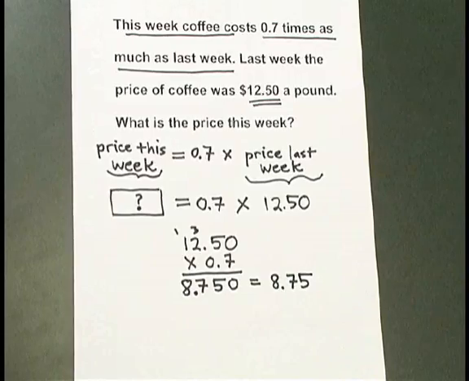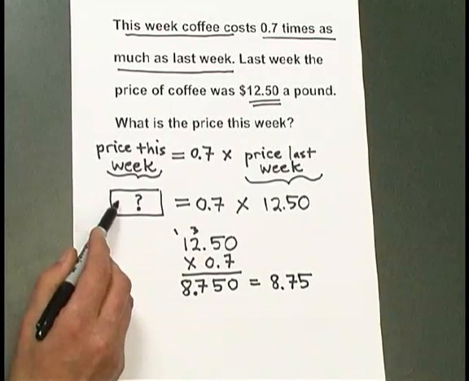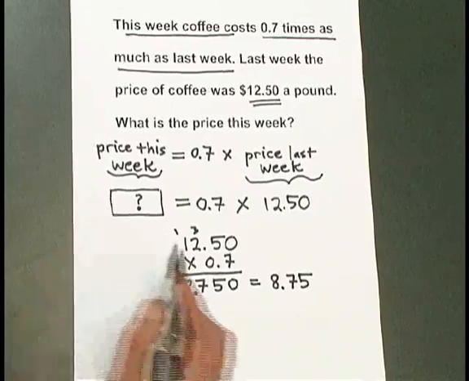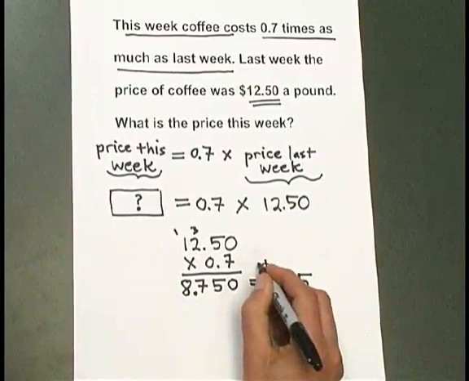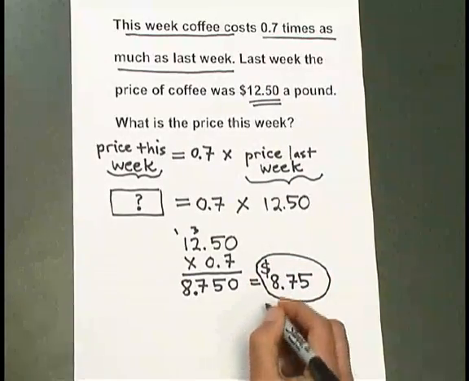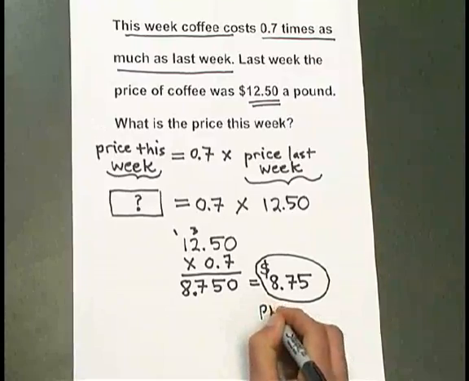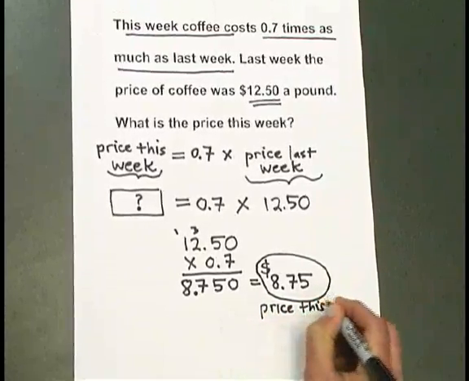8.75. We're trying to determine here the price this week. So this is a price in dollars and cents. $8.75, that's the price this week of the coffee.